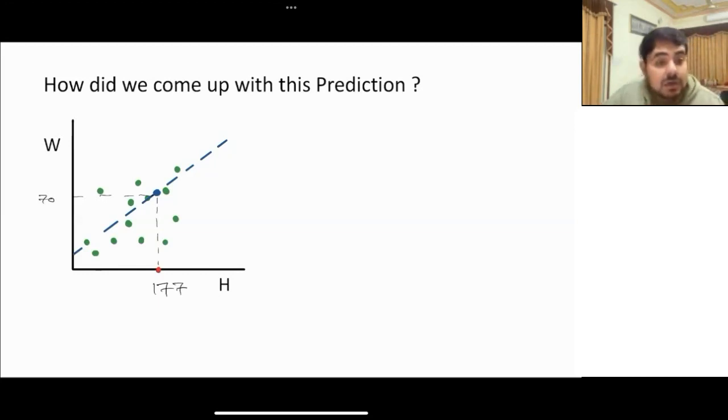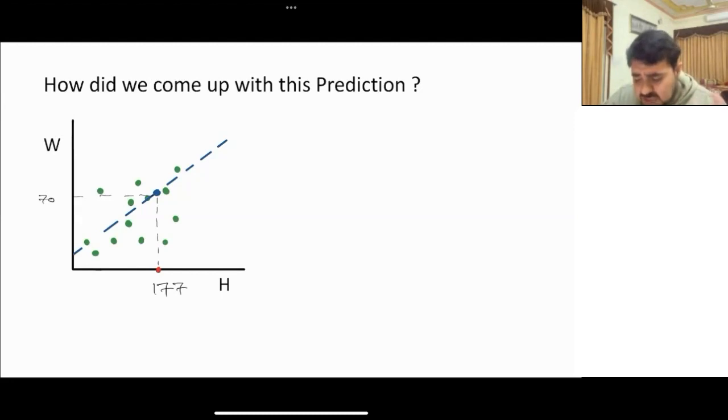I know a lot of you were saying earlier that we will have a line, y equal to x or something like that, linear regression and all that. But in a simple manner, whatever data we said, 177 centimeter, we said we will have a weight of something. You guys said 70, and you took a middle value. But how did we come up with that?